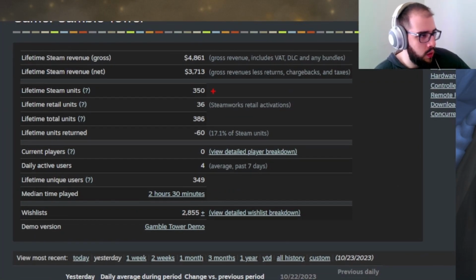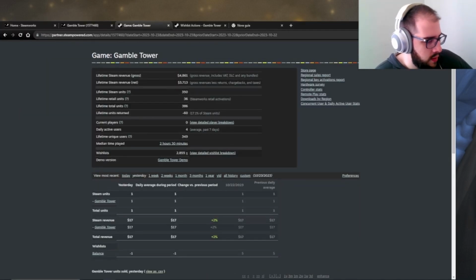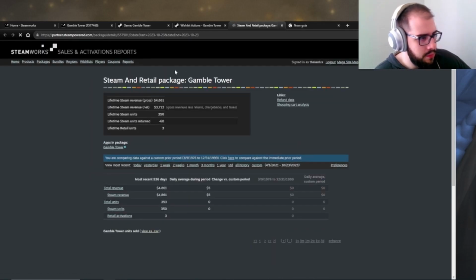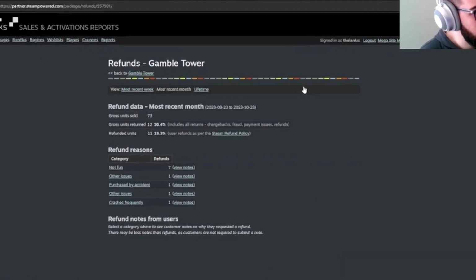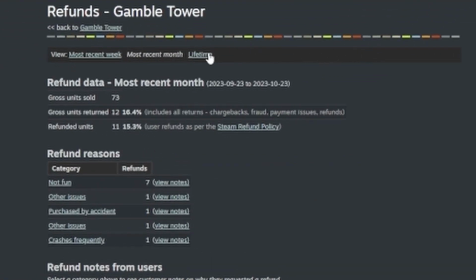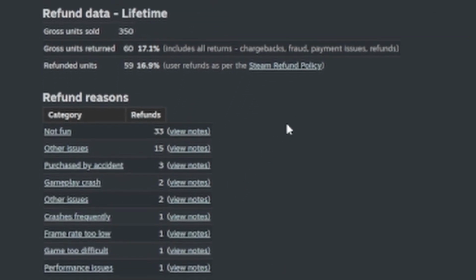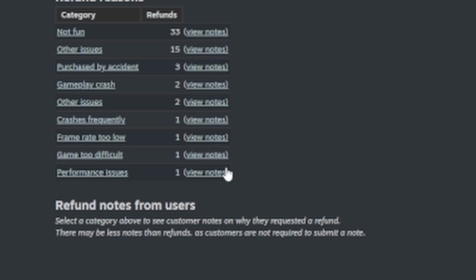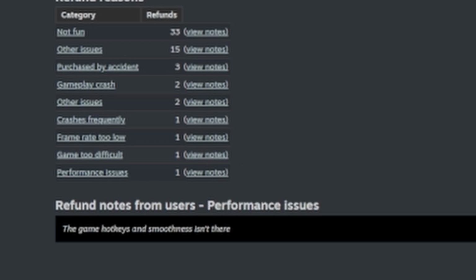So technically, if we take this number into consideration, currently the number of people that have Gamble Tower is 290 people that still have the game. But we can see details about refunds. If we click here and go into refund data, we have plenty of information about why it was returned. So we can see here on lifetime, there are a lot of issues, like for instance performance issues, no hotkeys, no smoothness. So some people really prioritize that stuff.